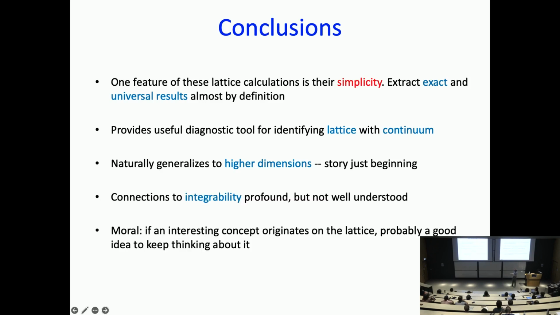I'll say the moral. I know most people here are field theorists, and to some extent I am too. But if an interesting concept originates on the lattice, and Kramers-Wannier duality, which I really think is the mother of all of this, is a lattice thing, it probably behooves you to keep looking at the lattice. Anyway, thanks very much.